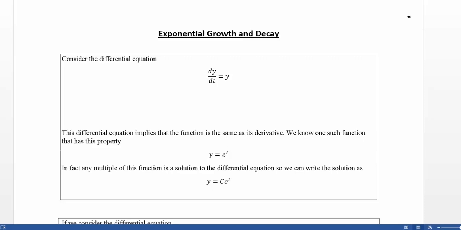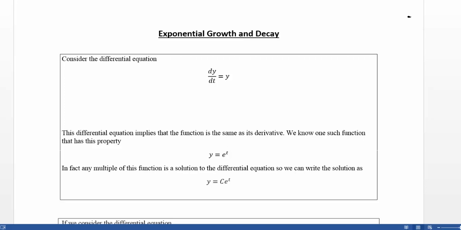Exponential growth and decay. We've looked at many models of things throughout the calculus sequence, which are modeled exponentially. They either grow or decay over time. So in this section, we're going to look at the set of differential equations that model exponential growth and decay. We're going to start by considering the differential equation dy/dt equals y.